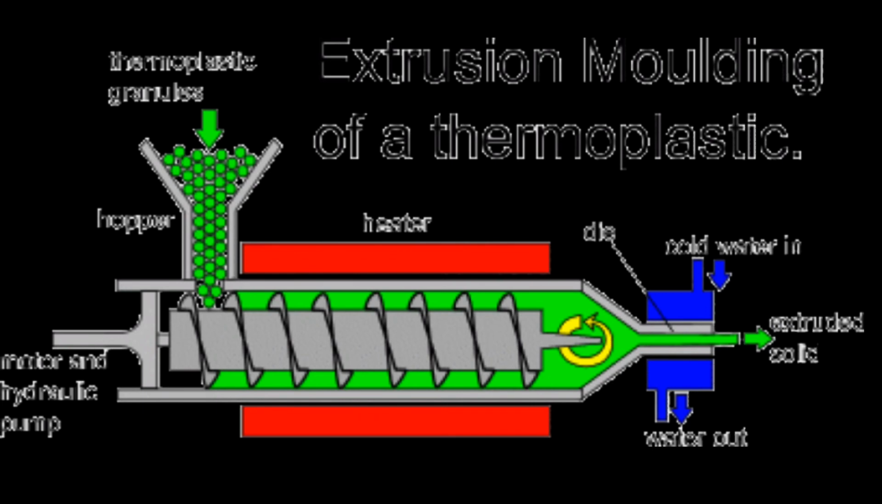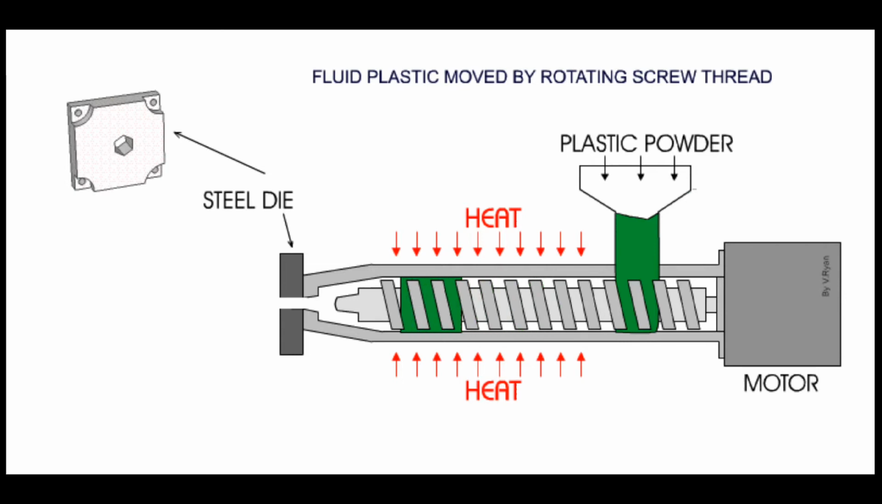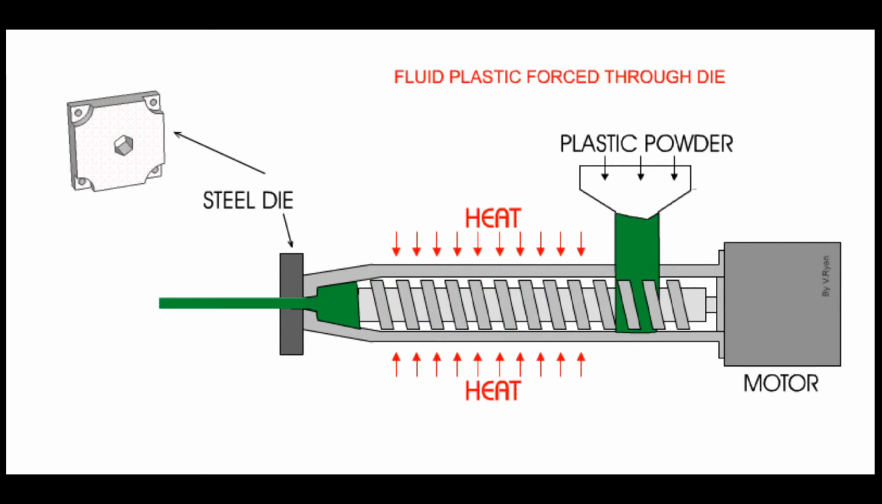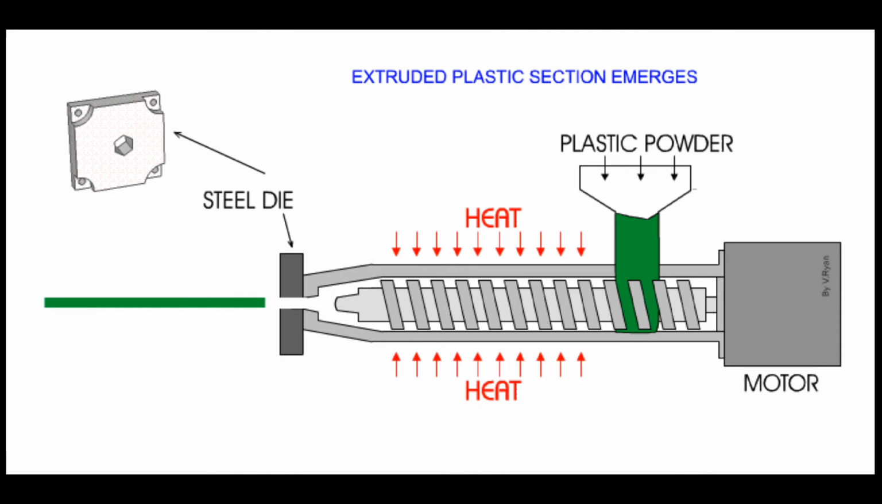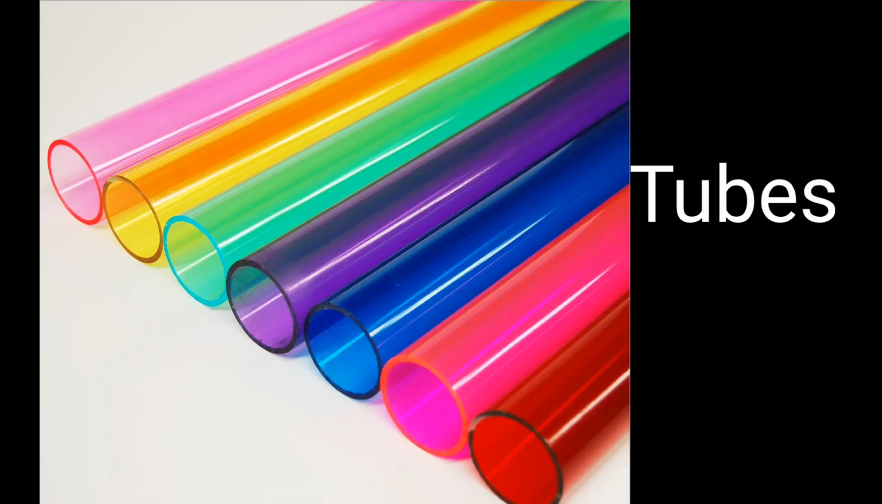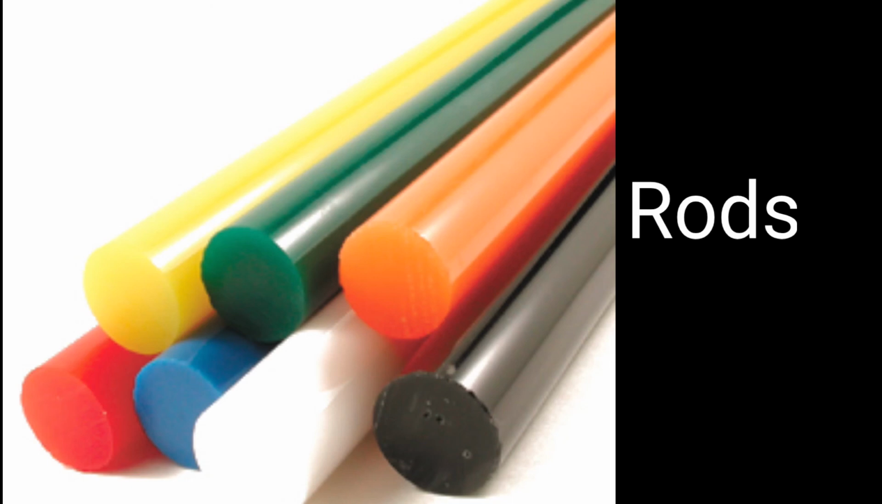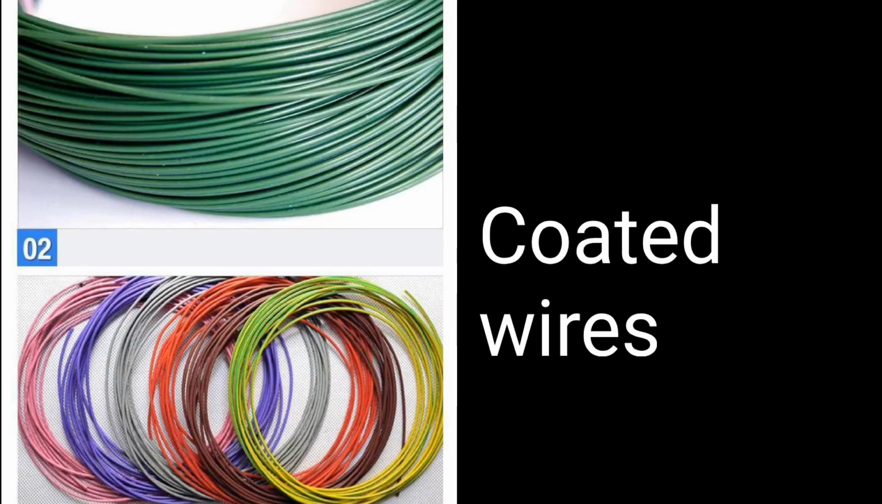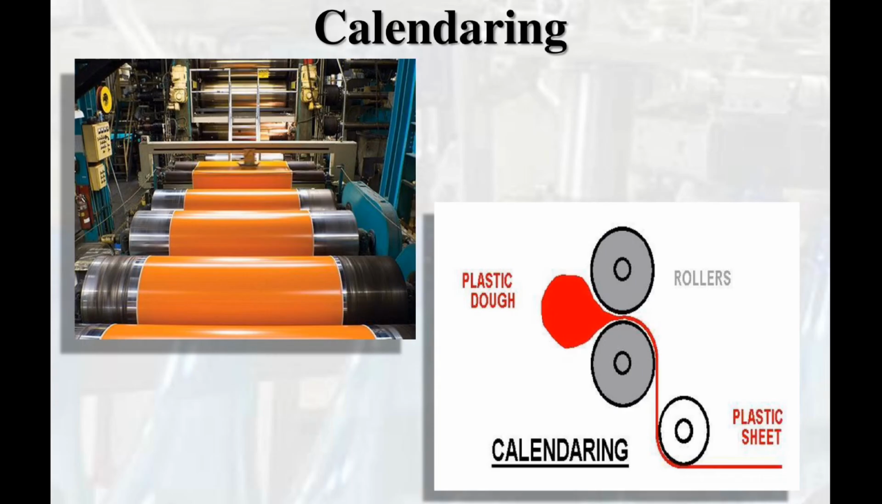Extrusion molding. This involves the process of feeding the powdered resin into a rotating screw where it is turned into a viscous fluid. The plastic material is forced out through a die and gradually hardens. Thermoplastic products such as tubes, pipes, rods, coated wires are made in this manner.